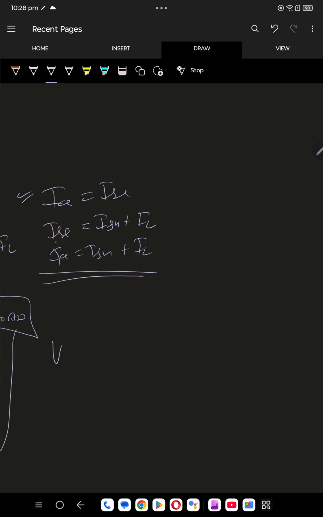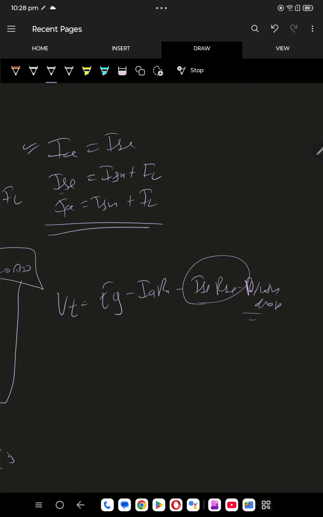Now coming to the voltage equation: VT equals EG minus IA RA minus ISC RSC minus brush drop. Same as series. If there is a series part, then definitely we have to mention ISC RSC, that you have to remember. Here again IA and ISC are the same. So EG minus IA into RA minus RSC minus brush drop. That is the final voltage equation.